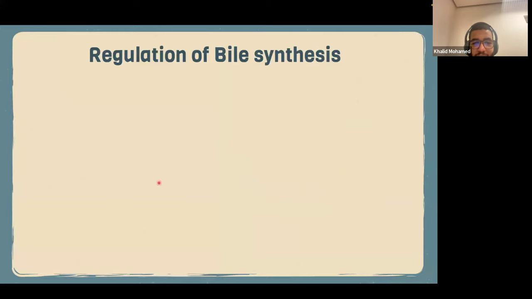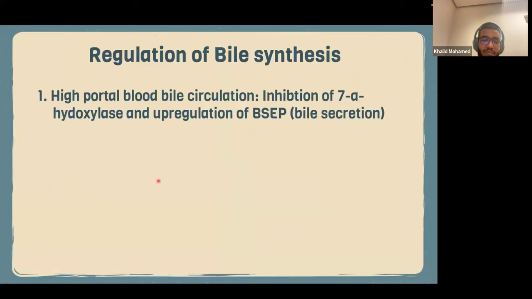So now how do we regulate bile synthesis and bile secretion? We come back to a very important concept again, 7-alpha hydroxylase. You remember we said this is the rate limiting step in bile synthesis. Rate limiting just means that this is the enzyme that's in control to upregulate and downregulate the process. So if we have high portal blood bile circulation, what does that mean? We have a lot of blood coming back from the ileum.